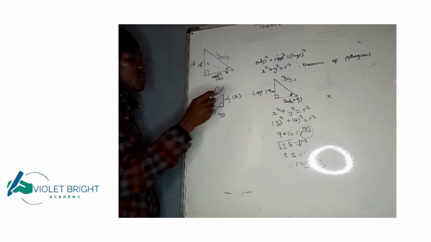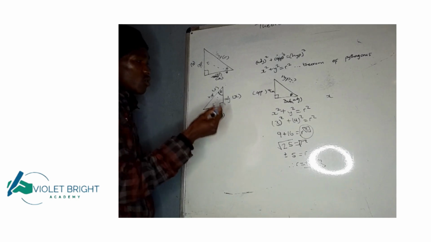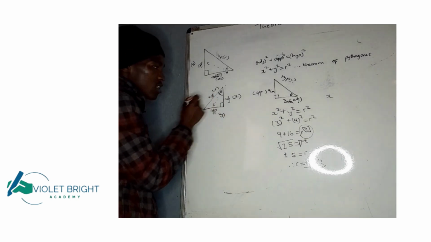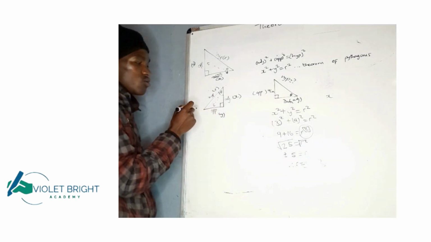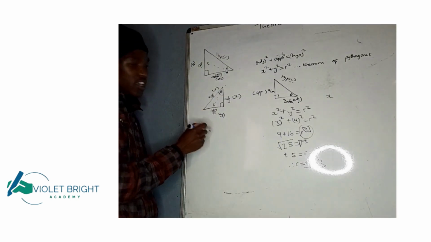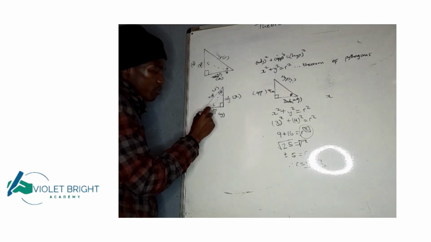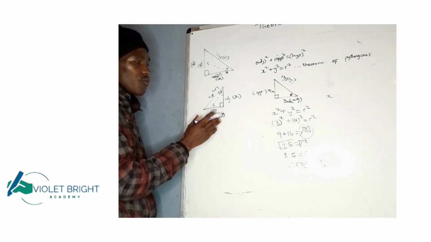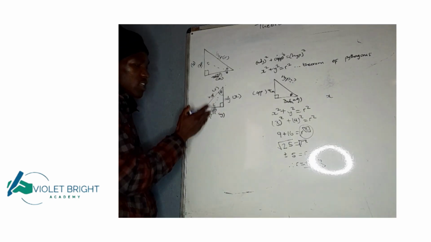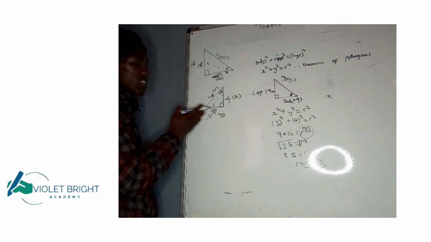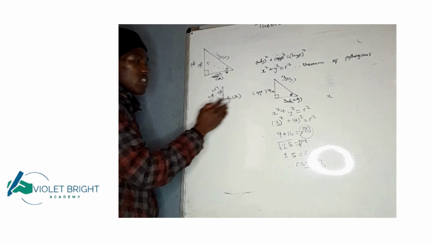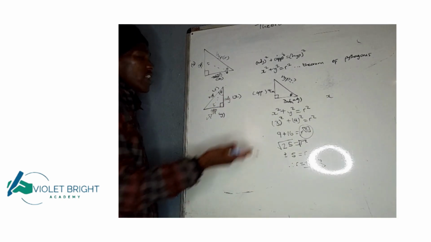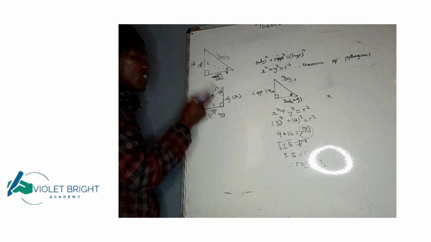Now if, for example, your theta is up there, which side will be the opposite side? This side here will be the opposite side, because it is facing the theta. The side that is perpendicular to it is always the adjacent side, and the longest side is the hypotenuse side.